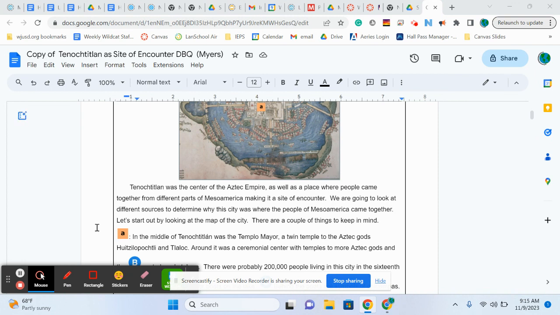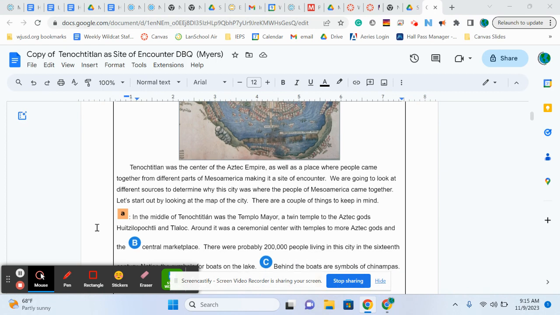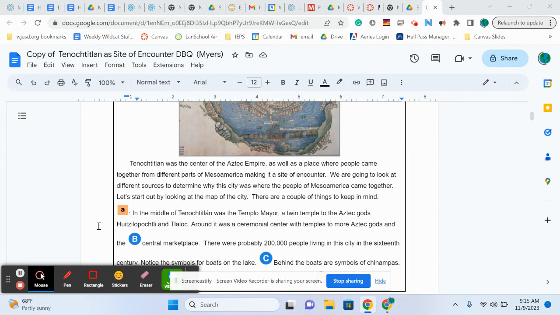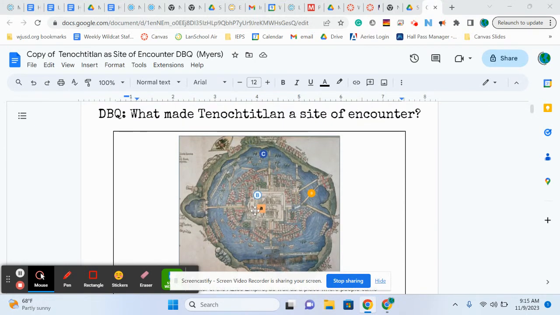There are a couple of things to keep in mind. A, in the middle of Tenochtitlan was a Templo Mayor, a twin temple to the Aztec gods. Around it was a ceremonial center with temples to more Aztec gods and the central marketplace. So if you can see, you've got A and B right here. So this is the big temple right here in the very center of the city. And then around the temple, you can see right here, you've got where the marketplace is going to be. So you've got a big temple and a big marketplace.